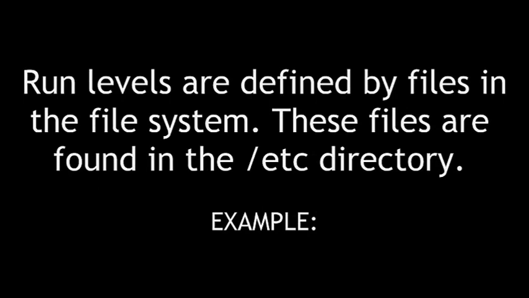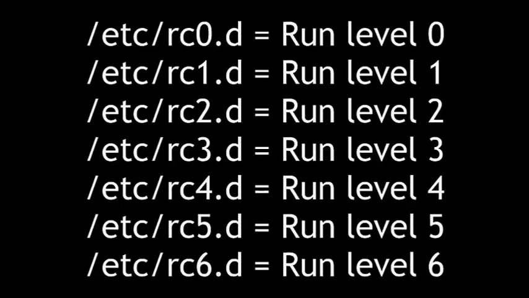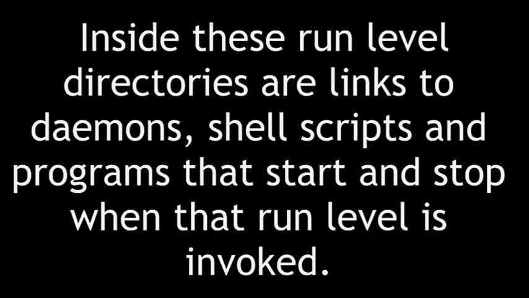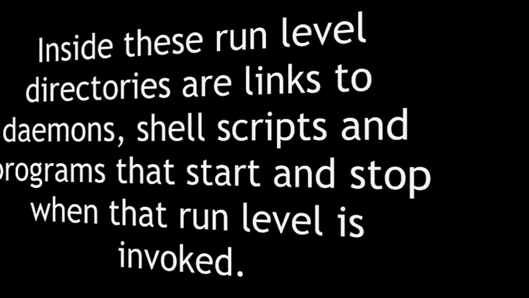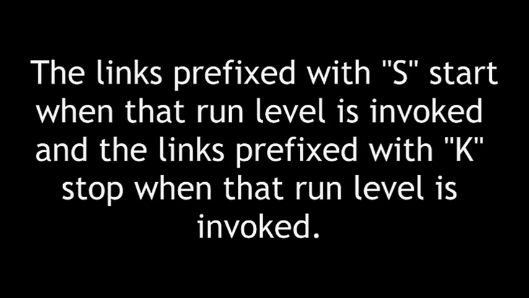Run levels are defined by files in the file system. These files are found in the etc directory. Example: the following list of directories for run levels 0 through 6 in the etc folder. Inside these run level directories are links to daemons, shell scripts, and programs that start and stop when that run level is invoked. The links prefixed with S start when that run level is invoked, and the links prefixed with K stop when that run level is invoked.